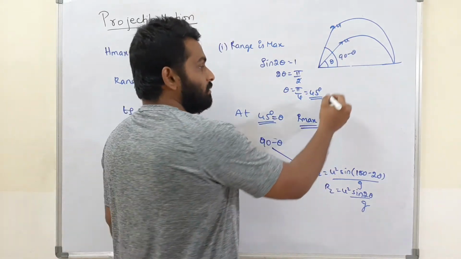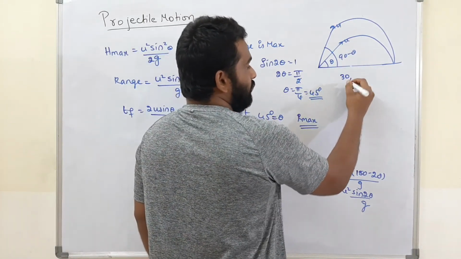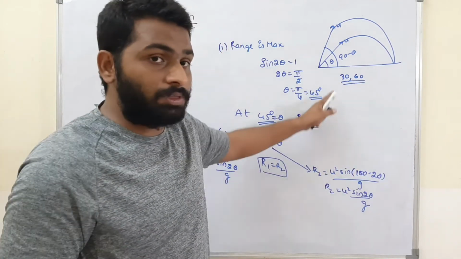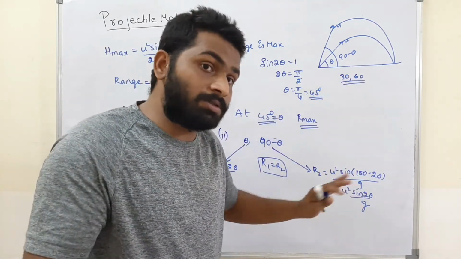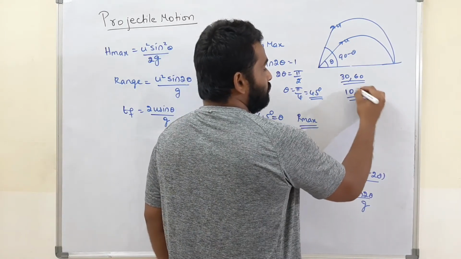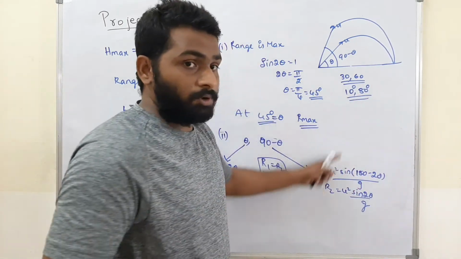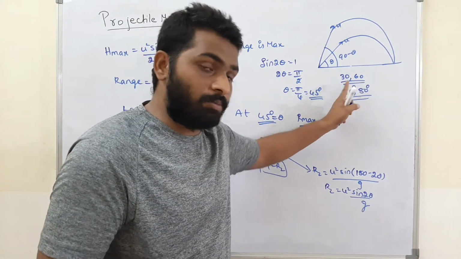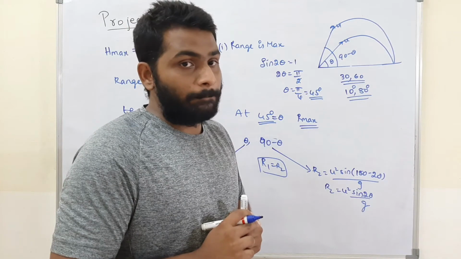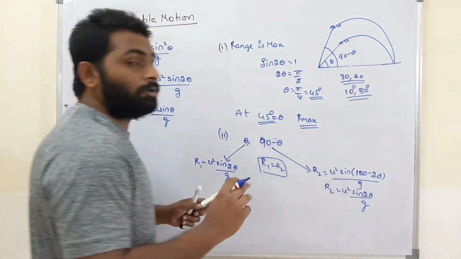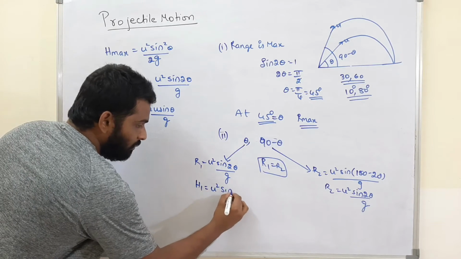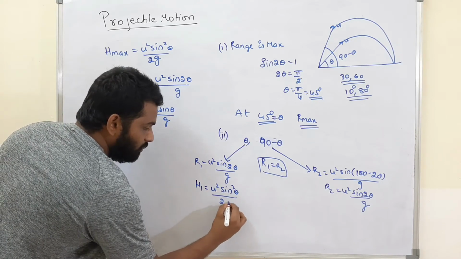That means if one angle is 30 degrees, the other angle has to be 60 degrees. If I project a body with 30 degrees and 60 degrees, the range will be the same. Or if I project a body with 10 degrees and 80 degrees, for both the ranges will be the same. I think it is clear. Okay. What about the heights? What is h1? U square sin square theta by 2g.